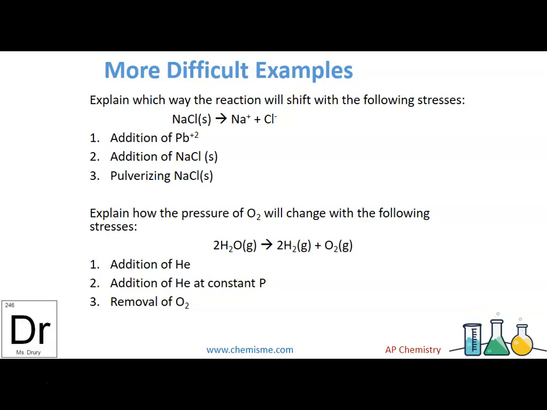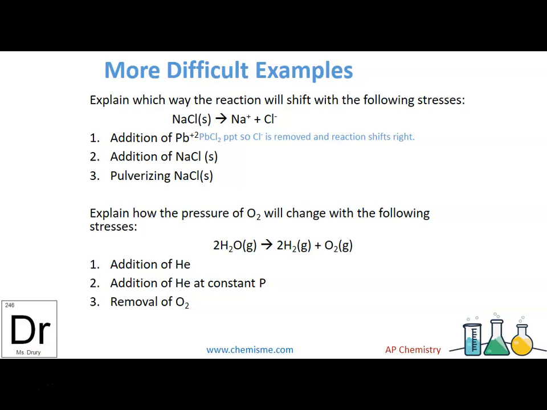A lot of people know that addition of lead doesn't seem to affect the equation. You might say no effect. But the lead ions will take the chloride ions out and precipitate out PbCl2. So in that case, chloride is being removed. A lot of students who notice that might just say shift right. But we want to be more clear. So PbCl2 will precipitate out, chloride is removed, and the reaction shifts right. Notice it's a little bit more clear.